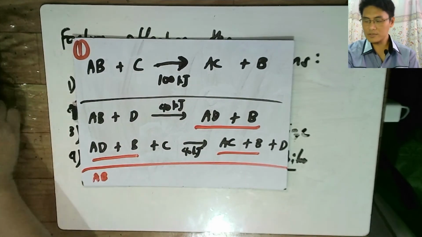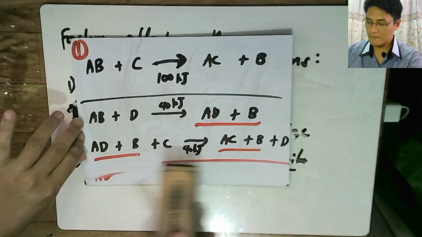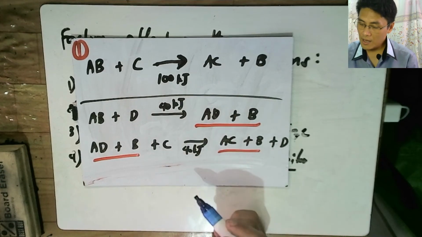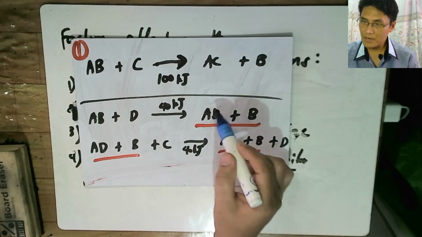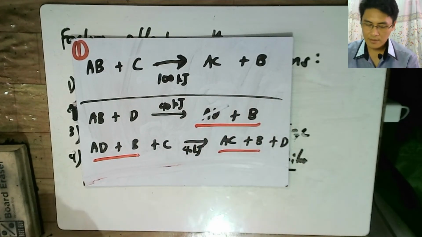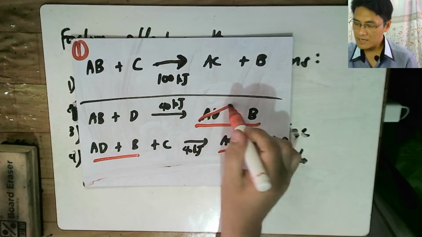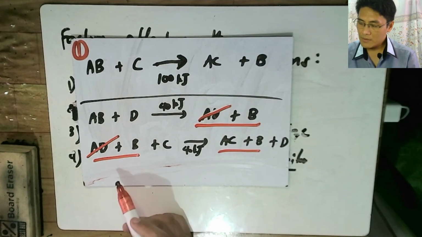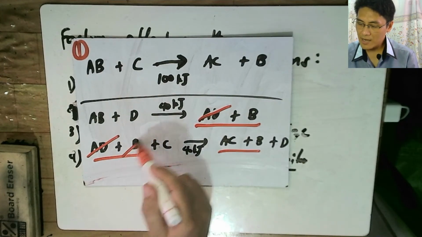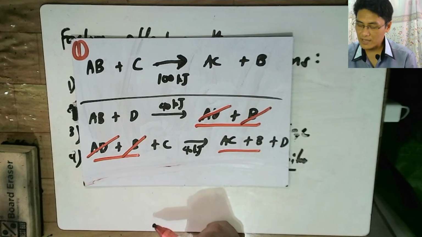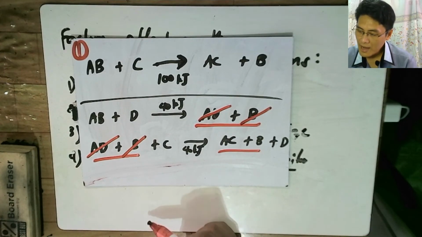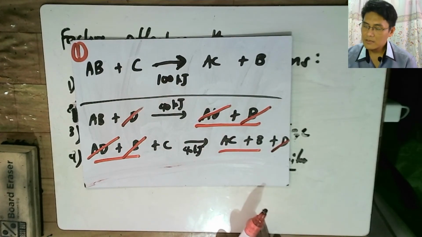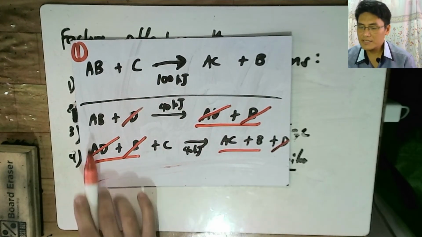So if you summarize, A, AD here is in the product side, but AD here is also on the reactant side. So let's cancel that out. B here is in the reactant, but also on the product side. So cancel that out. And then D here is in the product side. D here is the product side. So guess what? It's still the same reaction.